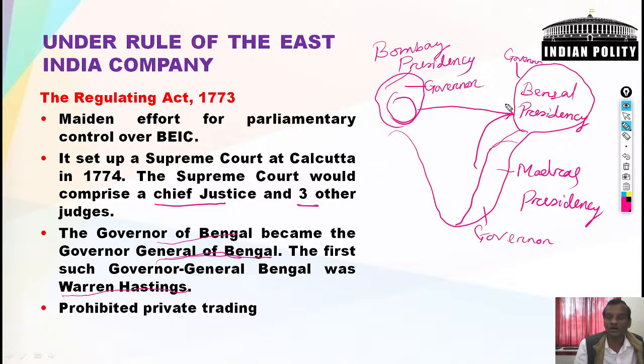Now the British Parliament will get reports from the Bengal governor. Hence, the Bengal governor is called Governor General of Bengal. So now the Governor of Bengal became Governor General of Bengal, and the first Governor General was Warren Hastings. Are you getting my point or not? Yes.